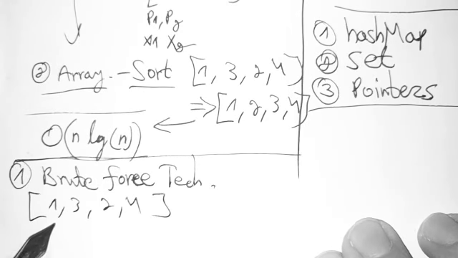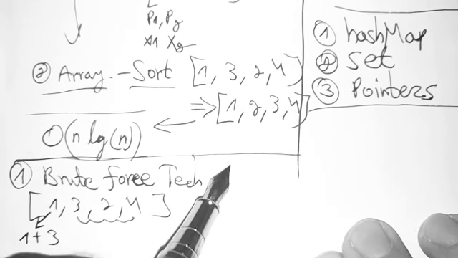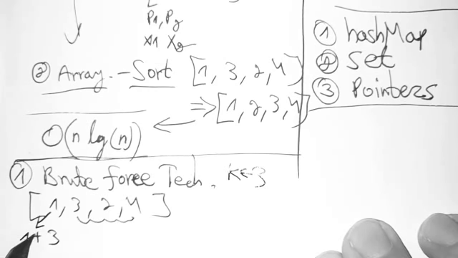So a quick brute force solution to find all the pairs would be simply to take one item. Let's say we take the first item and then we scan all the items, and for each one we check whether its sum is k. So if our k was 3, we take 1 and 3, they sum up to 4, so no.